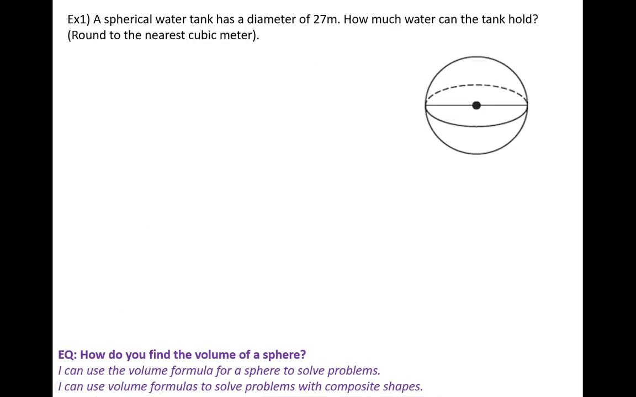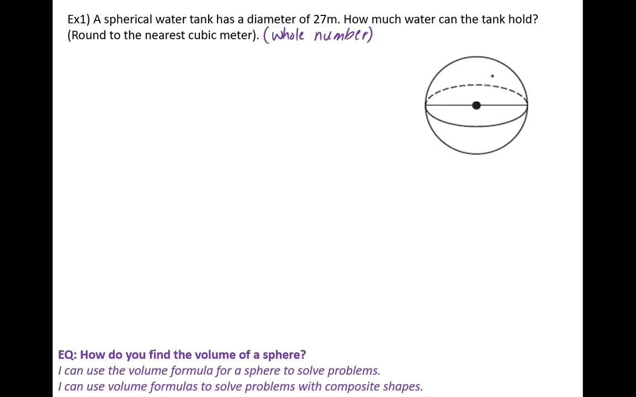Example 1. A spherical water tank has a diameter of 27 meters. How much water can the tank hold? Round to the nearest cubic meter. Remember, if it says nearest cubic meter, if it gives you a unit, that is asking for a whole number. So when we round, we want a whole number. And then we're asked how much water it can hold. That is volume. Volume is the space that is taken up.